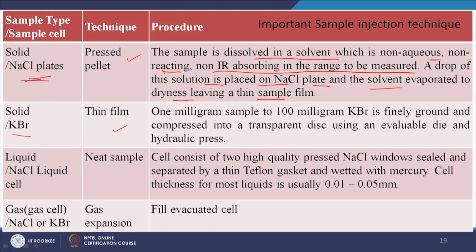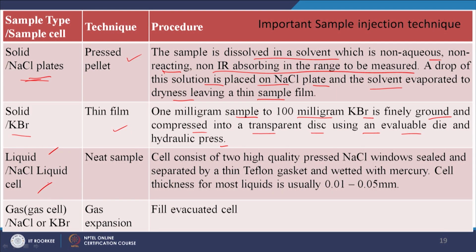And when we go for the KBr method, 1 milligram of sample to 100 milligram of KBr is finely ground and compressed into a transparent disc using an evacuable die and hydraulic press. The solid sample may have some color, and it may not be that transparent. So, to increase its transparency, KBr is used.